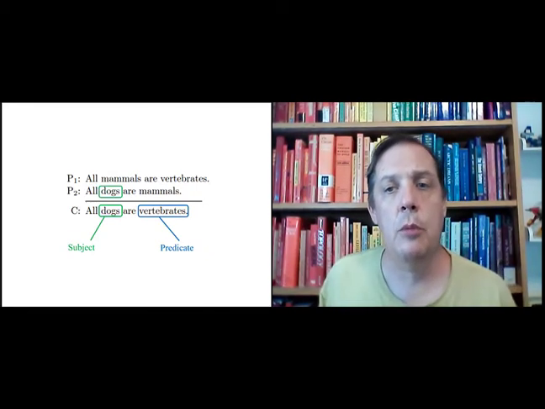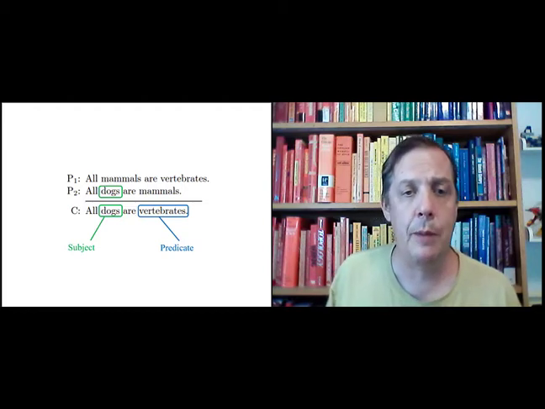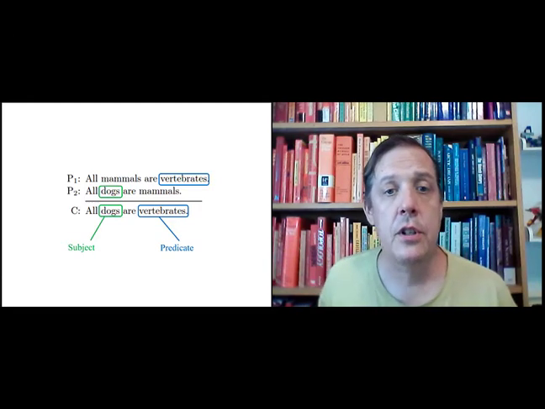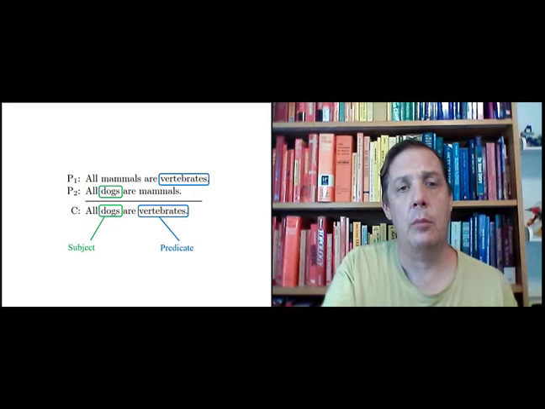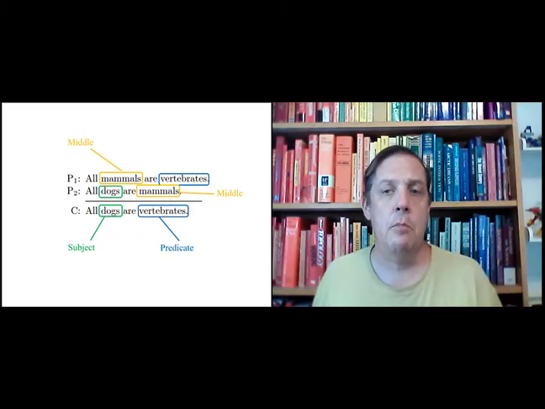The subject term appears in the first premise or the second premise as well, right? So dogs continues to be the subject term in premise 2, and vertebrates is a predicate term in premise 1. The remaining spots are occupied by what we call the middle term, right? Which in this case is mammals.